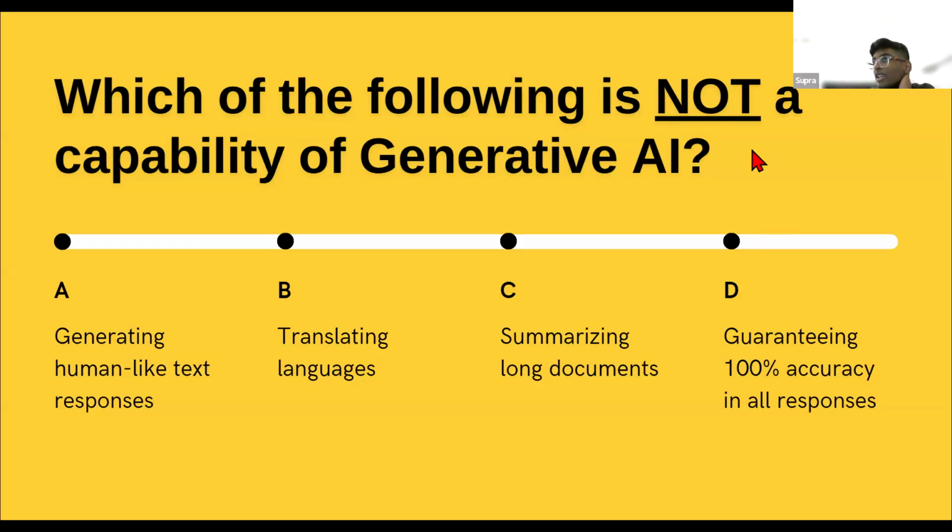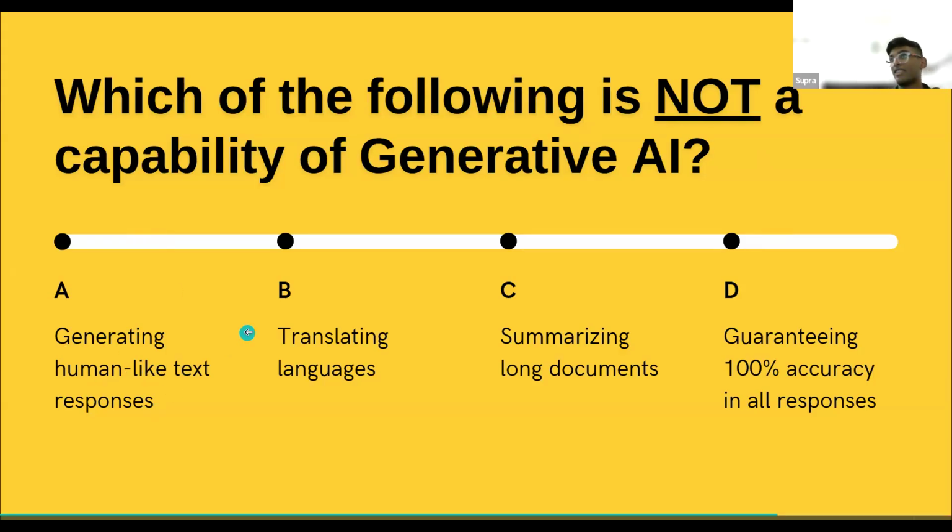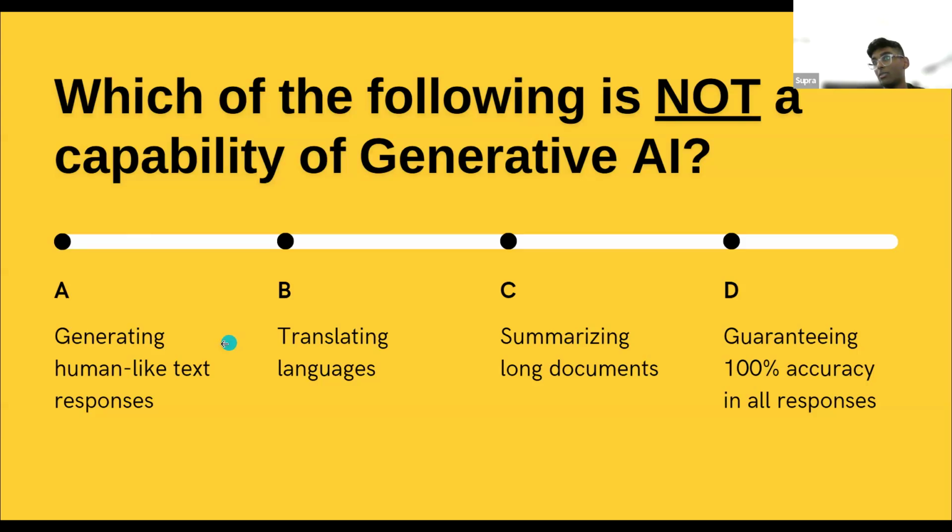Okay, so which of the following is not a capability of generative AI? For this example, you can use ChatGPT as an example. So generating human-like text responses, this is definitely correct since LLMs are a type of generative AI and they are meant for working with human language in text format. Translating languages, I told you LLMs actually do have that capability.